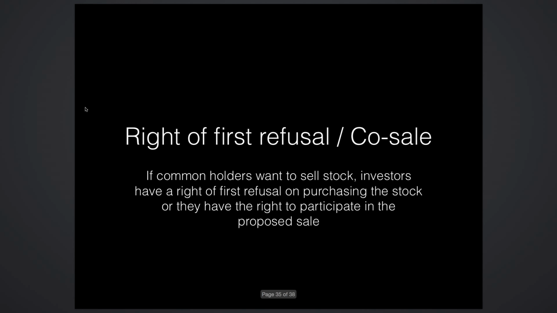If you would like to see a larger list of those types of veto rights, we'd be happy to provide that. The next one is right of first refusal and co-sell rights.